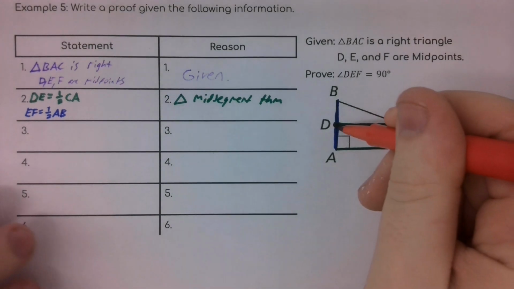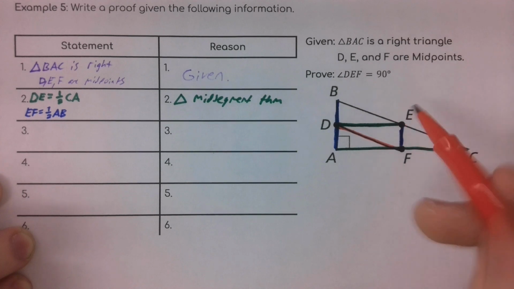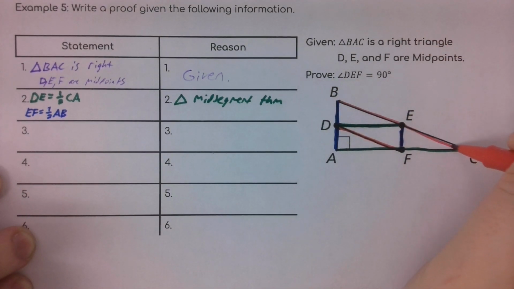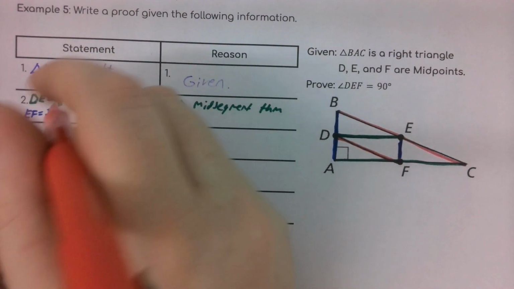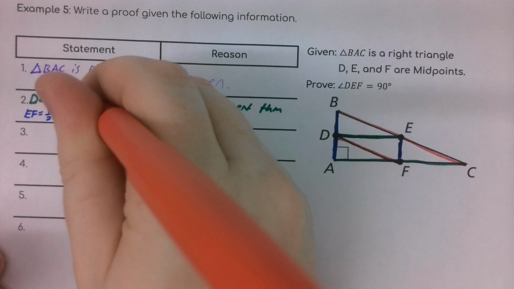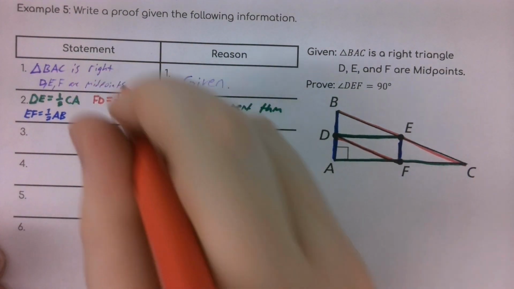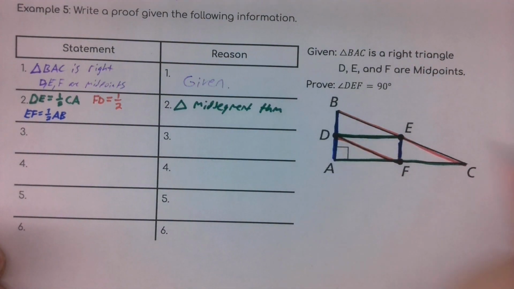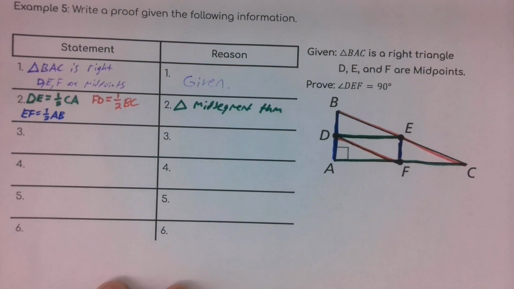And of course, we can complete the midsegment triangle by connecting DF and recognizing that that's going to be half of BC. More specifically, I'm going to say FD equals 1/2 of, since F matches with B, we will call it BC. Nice.